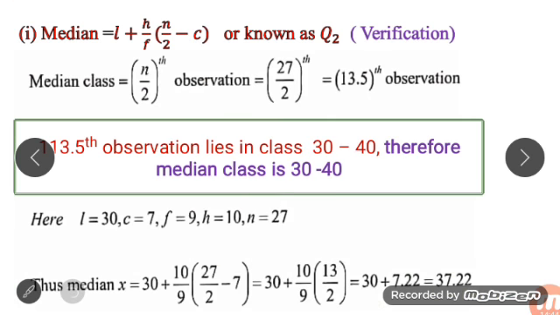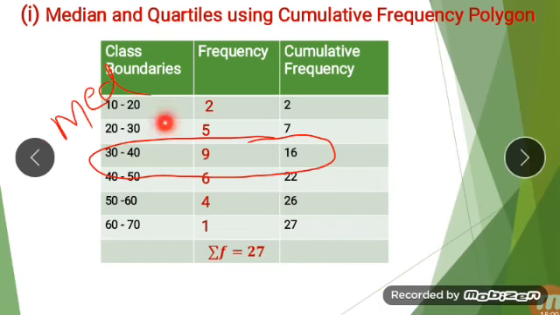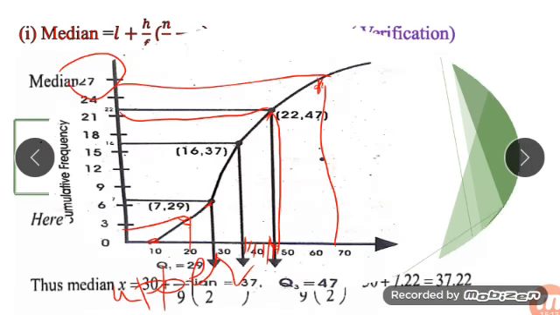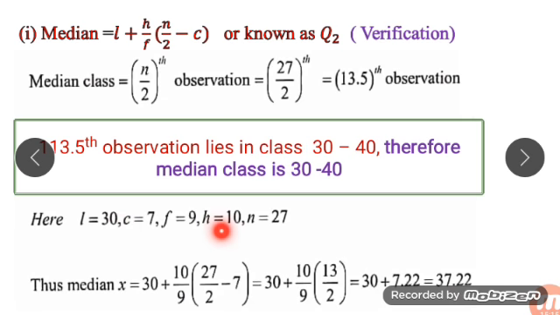So here we have the formula. The formula for median is L plus h/f times (n/2 minus c). L is the lower class boundary, which is 30, of the median class. H is the class height or class size, which we can find by finding the difference of the lower class limits: 30 minus 20 is 10, 20 minus 10 is 10. So this is the class size. The value of h is 10.